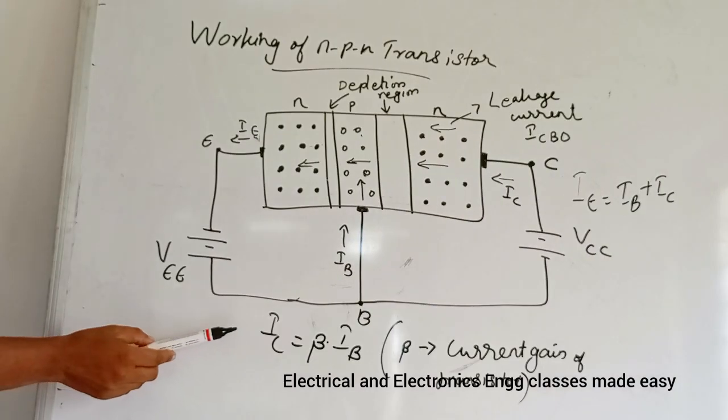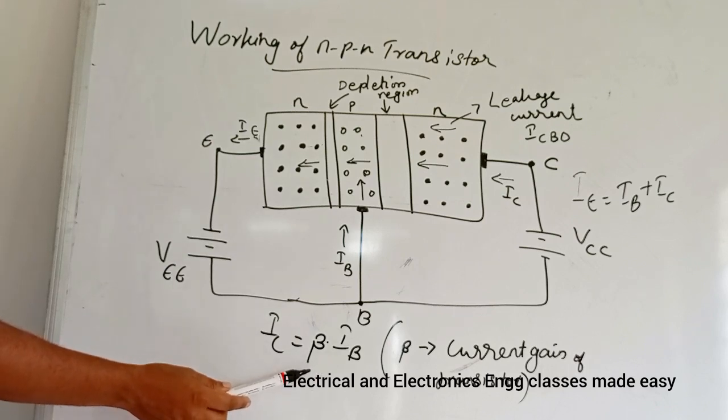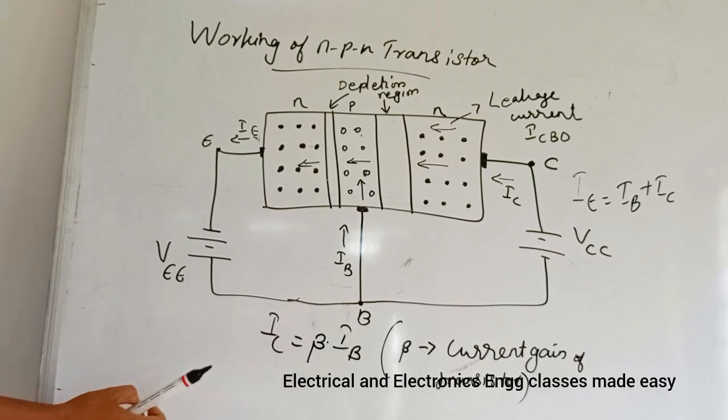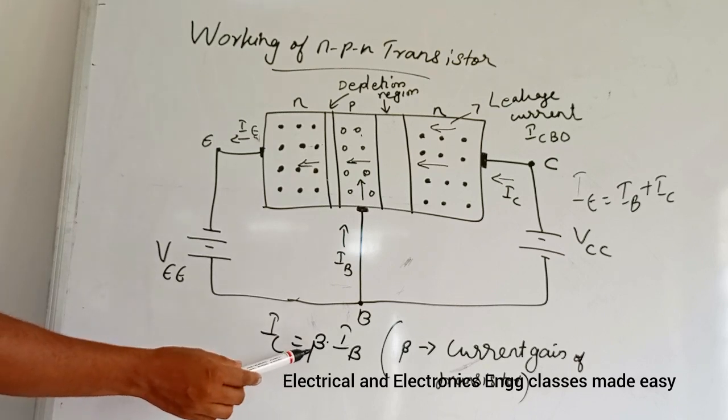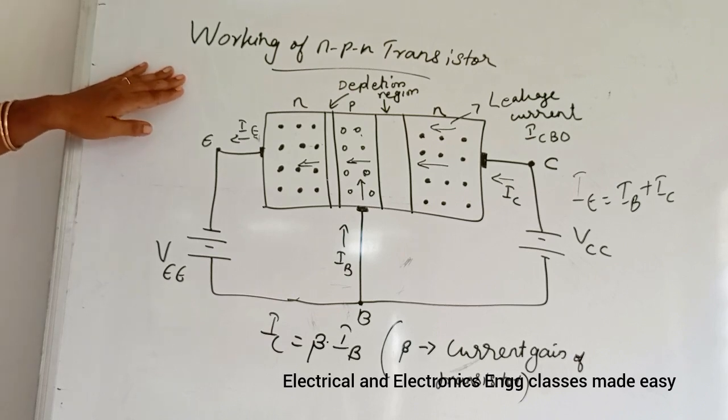Also, we have IC is equal to beta into IB, where beta is the current gain of the transistor. So, from this, we can write beta is equal to IC divided by IB. So, that is about the working of PNP and NPN transistors.